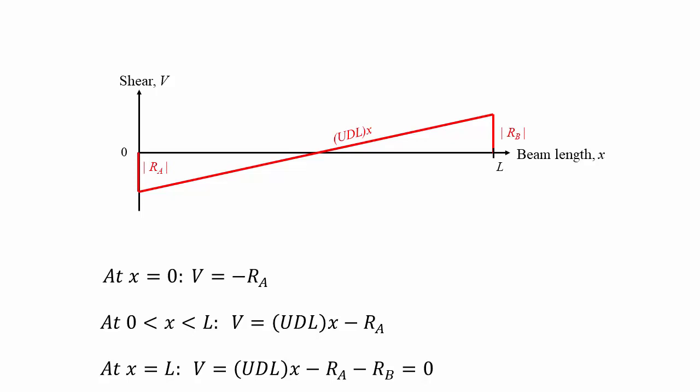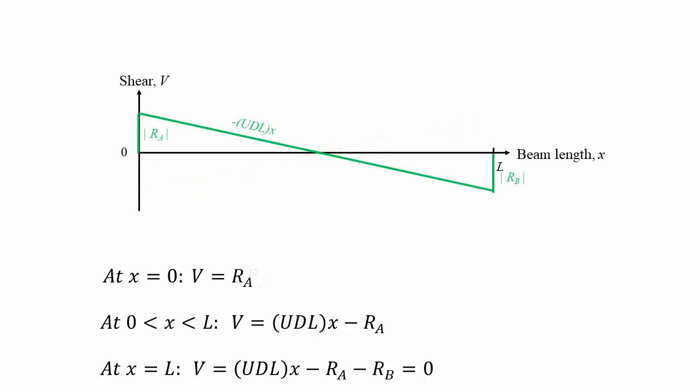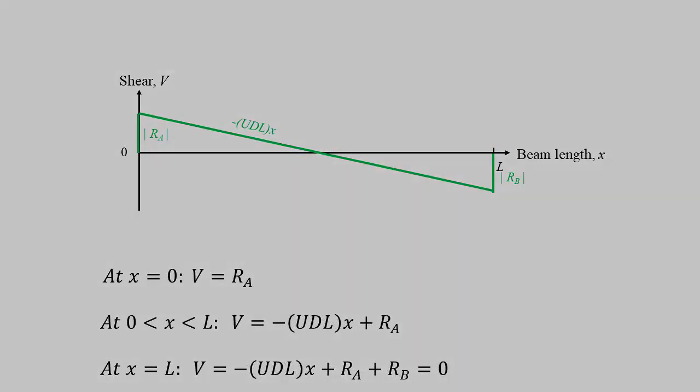The normal sign convention is that a shear force that reacts to an upward force is called positive shear, and a shear force that reacts to a downward force is called negative shear. So the normal convention for drawing shear force diagram is to flip the graph and the algebraic results. Now the slope of the UDL is negative.